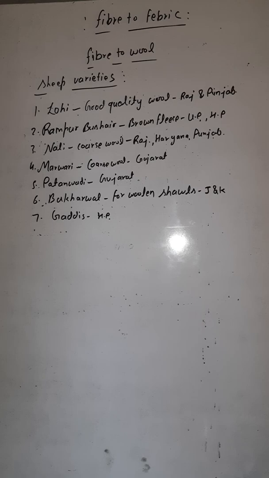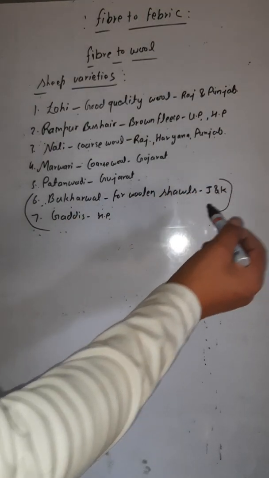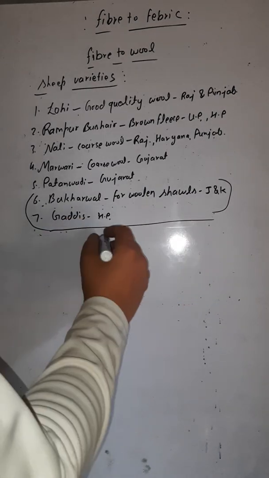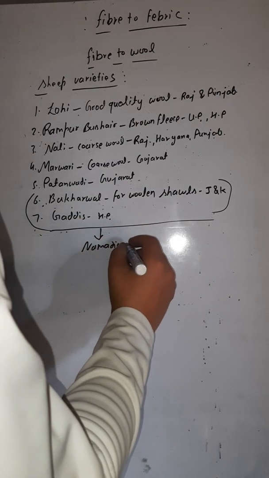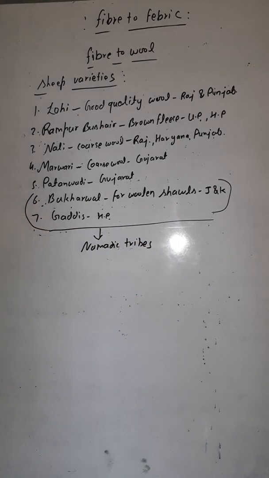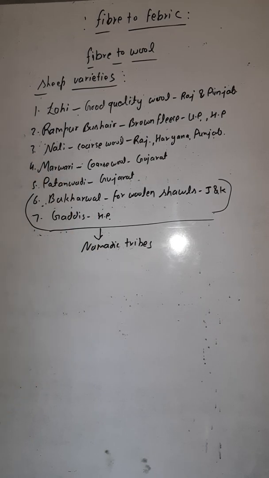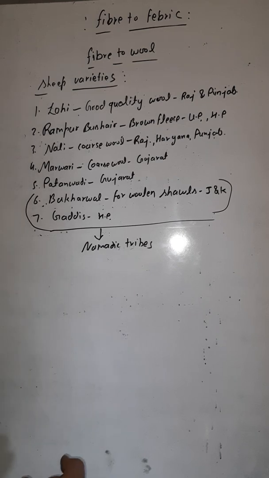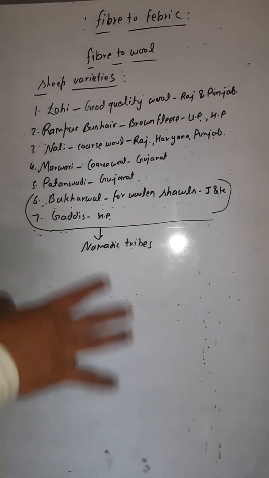Now you have two tribes also. These are the two tribes, we call them nomadic tribes, like Bakarwal and the Gaddis. Bakarwal and the Gaddis are not varieties of sheep, rather they are tribes. They are tribes which are not living at one place, rather they are nomadic.